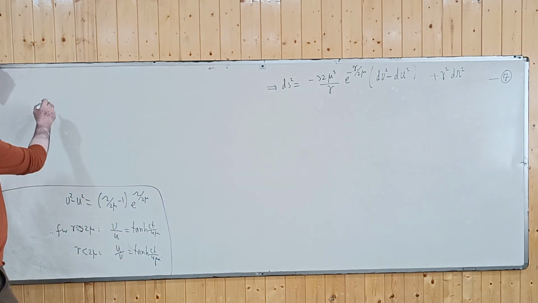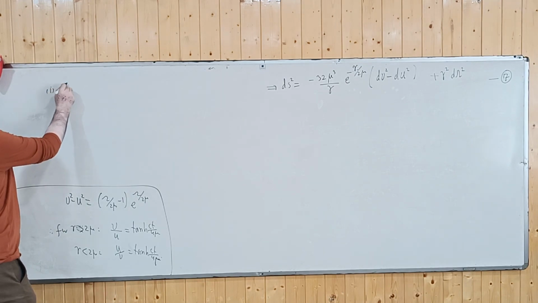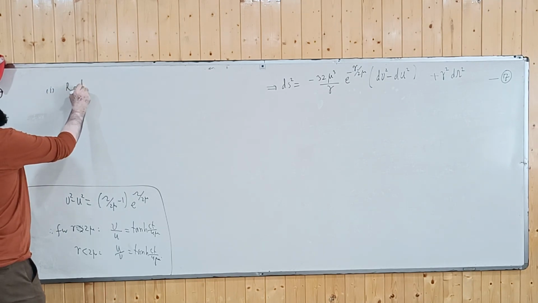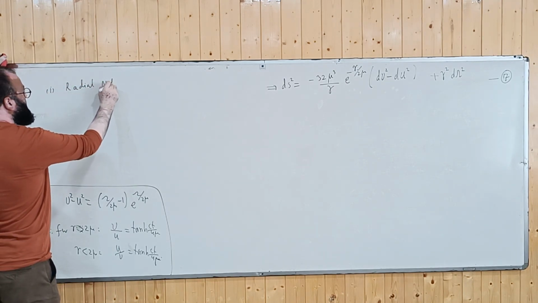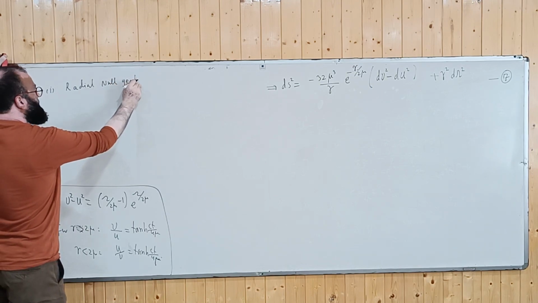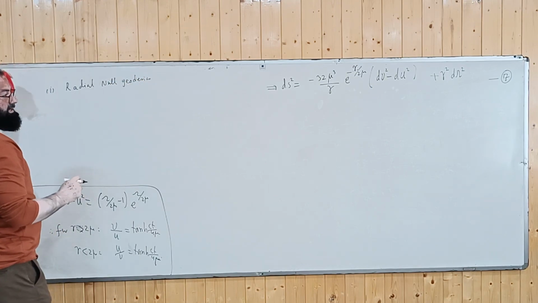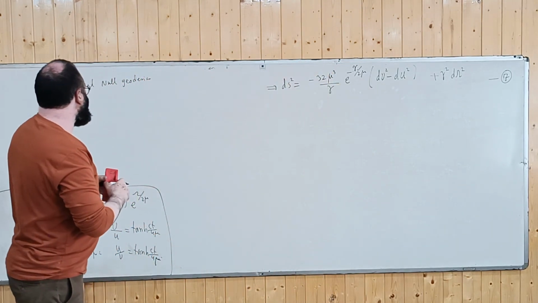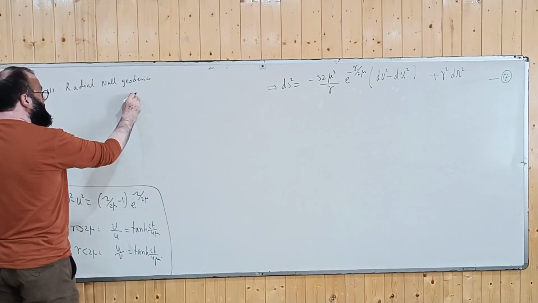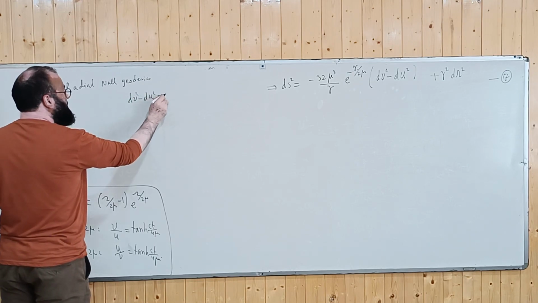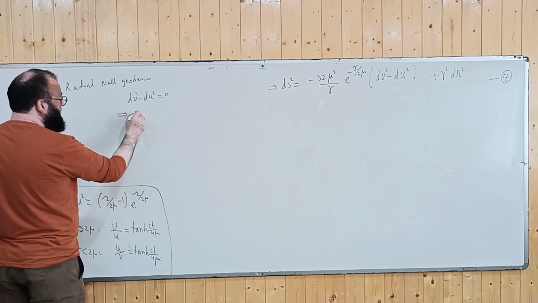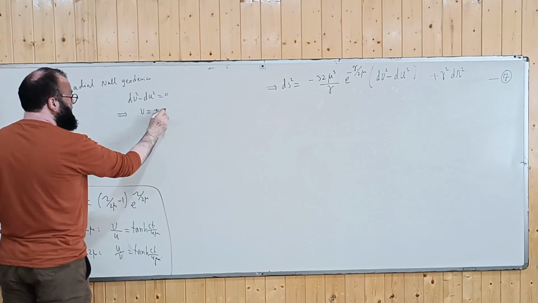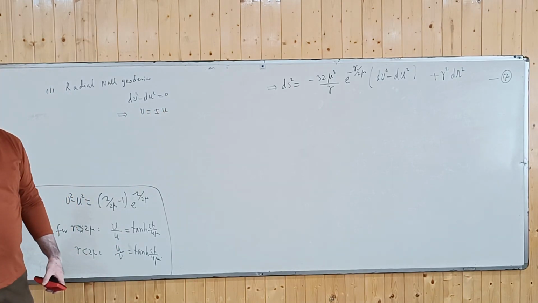So let's look at the null radial geodesics. What does that mean? It means this object is equal to 0, so dV square minus dU square is equal to 0. Let's integrate it out. It gives me V is equal to plus or minus U, plus a constant.